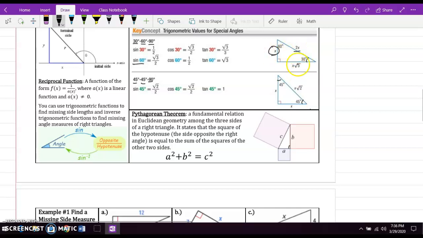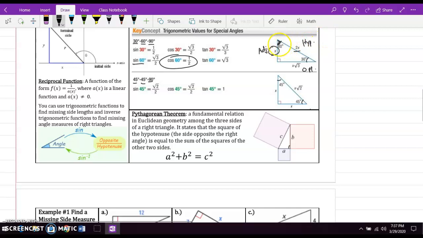And because this ratio exists for all 30, 60, 90, and 45, 45, 90 triangles, we can set up all of our trig ratios very easily just by taking the angle and looking at the sides across. So for example, let's take the cosine of 60 degrees. If this is my 60-degree angle, the adjacent side for cosine would be x. The opposite side would be x square root of 3, and the hypotenuse would be 2x.